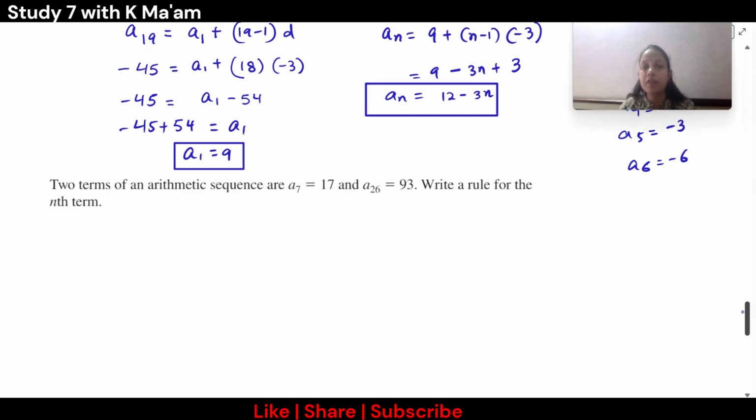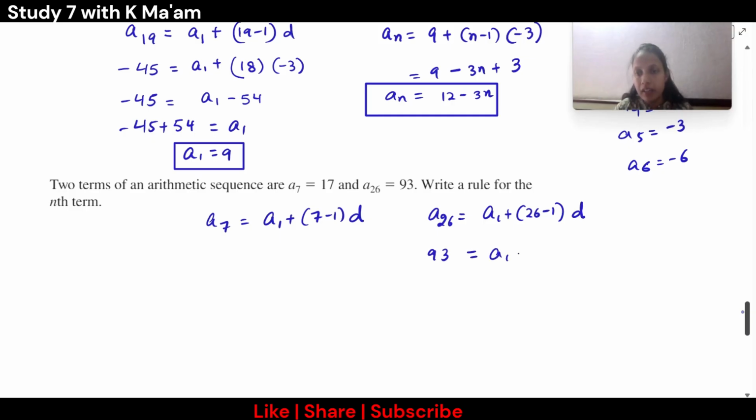I can use the formula for A7. A7 has the formula first term plus 7 minus 1 times d. Similarly, A26 is equal to A1 plus 26 minus 1 times d. This is given as 93: A1 plus 25d. This is 17: A1 plus 6d.